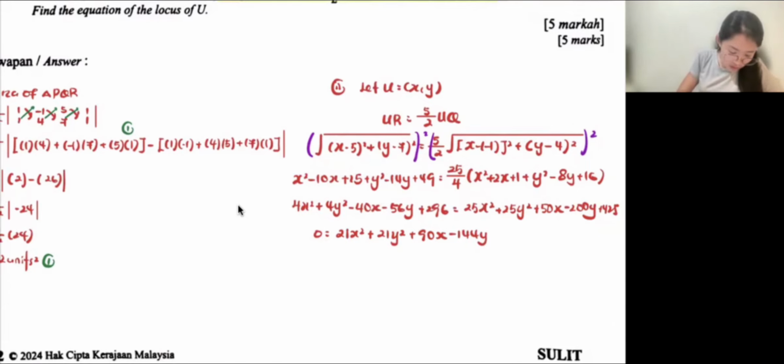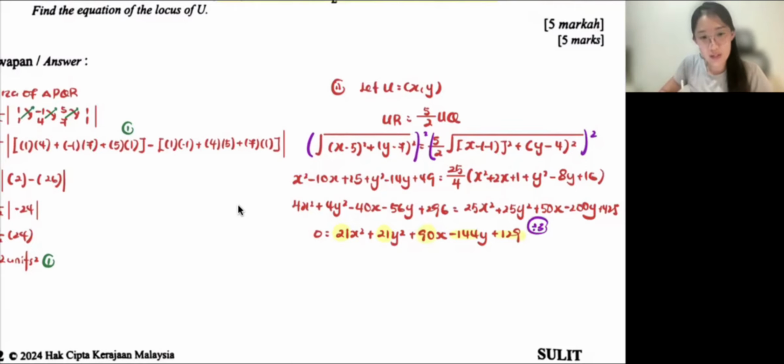425 minus 296, 129. Then guys, you have to check whether this one can be simplified or not. If all the terms over here, you see 21, 21, 90, 144, and 129, find the highest common factor. So you simplify, you have to divide by 3. If you don't simplify, you won't get your final mark.